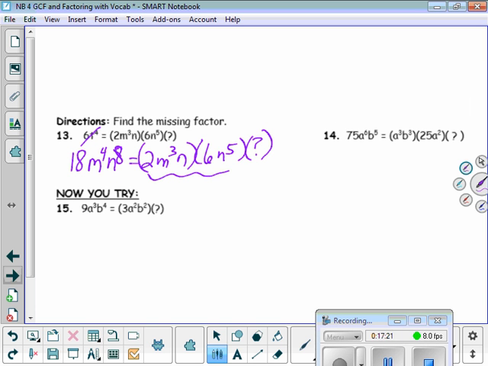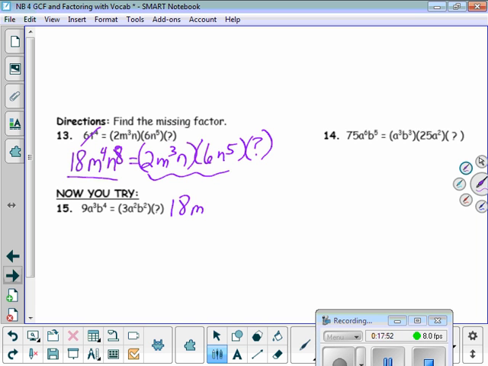This problem's like a mess, so change it to this stuff right here. There's no t's in there, so I don't know how you're going to get that. So make it 18m to the 4th n to the 8th. What do you think the first thing we would do to try to find that missing number? I'm looking for things that multiply to give me that. I would multiply these things first.